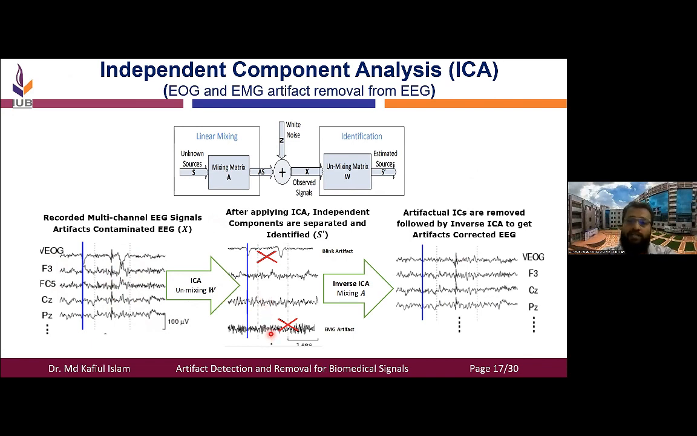The independent components are statistically independent from each other, and from that you can identify an eye blink artifact or muscle artifact, and then you can get rid of them before you apply the inverse ICA to reconstruct your signal, where you have got rid of both muscle artifact and blink artifact.